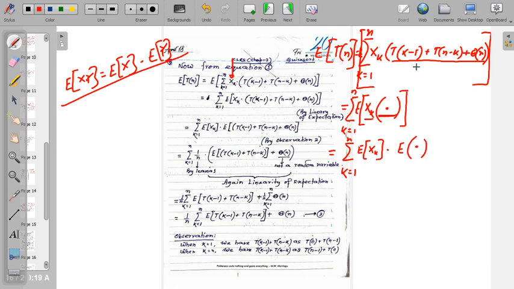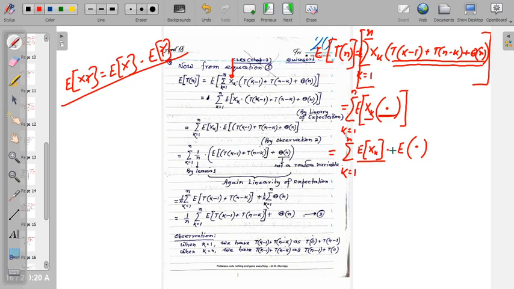This dot means all these terms, which we are not writing because it is time consuming to write all these terms. And what is this expectation of Xk? Who will tell? Expectation of Xk, Xk is the indicator random variable. Then it is 1 by n.